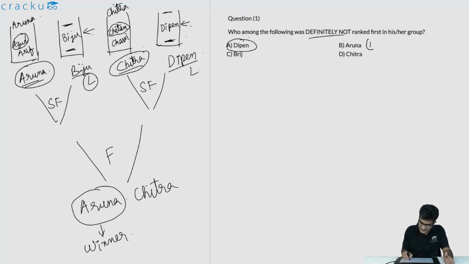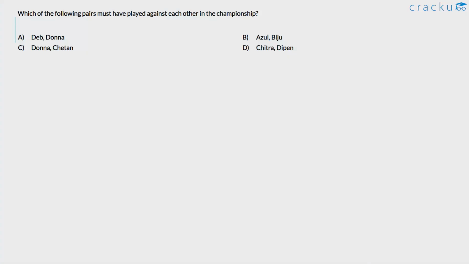Aruna was definitely ranked 1, Chitra was definitely ranked 1. Bridge can be either rank 1 or not. What we know for sure is that Biju is not rank 1. Biju is either 2 or 3. So rank 1 can be either Bridge or Brinda. Any one of the 2 can be rank 1. So the correct answer is Deepen.